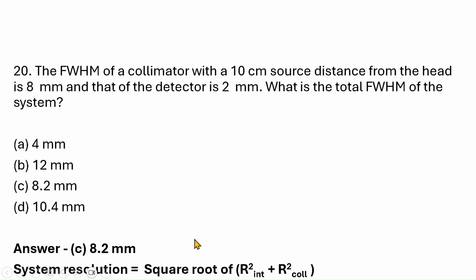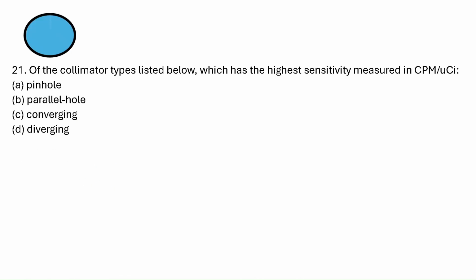The total system resolution is basically the square root of the sum of the squares of intrinsic resolution and collimator resolution. If you solve these two, it will come out to be 8.2. You just have to square and add: 8 squared is 64, plus 4, under root of 68, it will be 8.2 mm resolution.